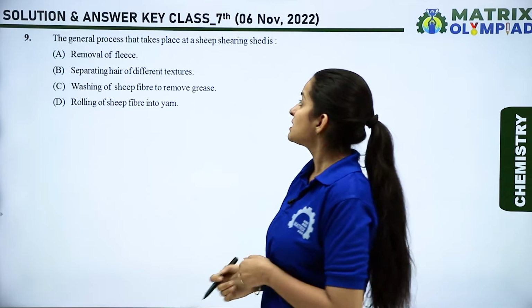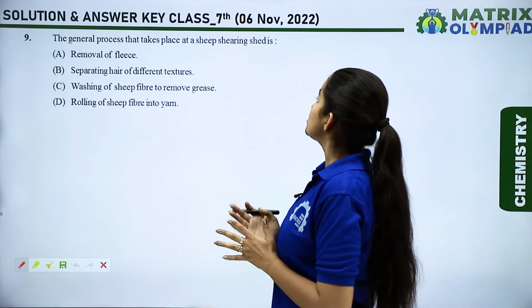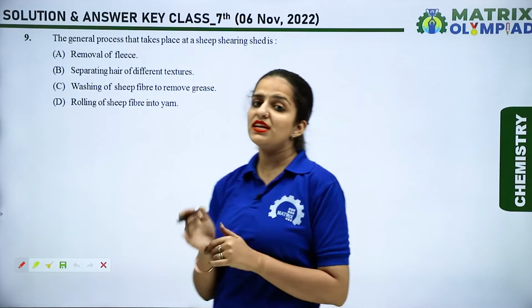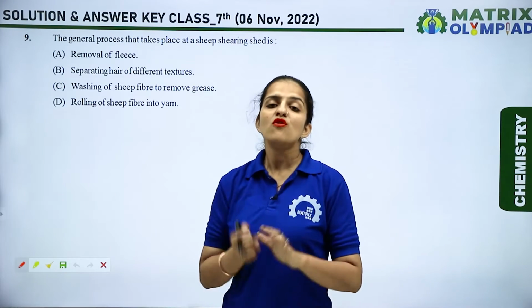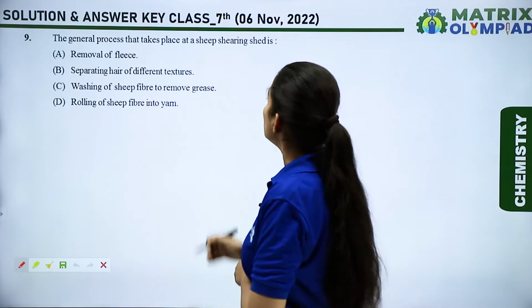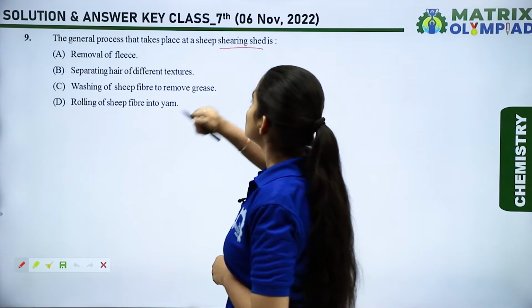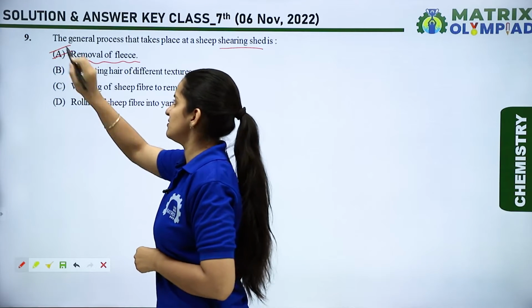Next question is, the general process that takes place at a sheep shearing shed is, as shearing is a process of removal of a fleece or removal of hair from the sheep or other furry animals. So here shearing shed is removal of fleece. So option A is correct here.